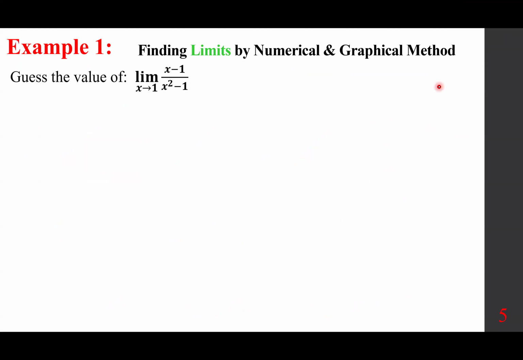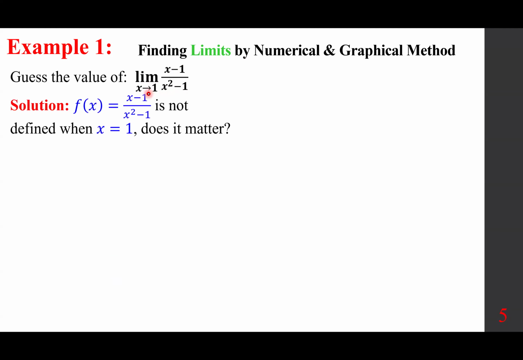Example 1, finding limits by numerical and graphical method. Guess the value of the limit of x minus 1 over x squared minus 1 as x approaches 1. Well, first things first, we call this f of x. F of x is not defined when x equals 1 because the denominator becomes 0. Does it matter? The answer is no, because we don't care what happens at 1. We want the limit as x approaches 1. We never get to 1.